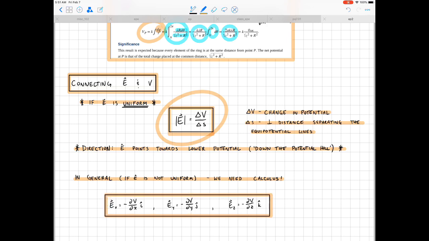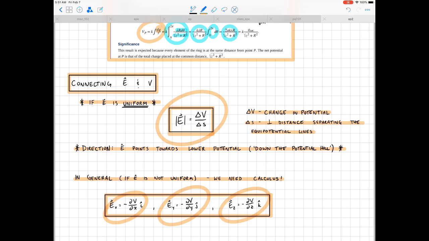So if you want to find the electric field from the potential, then what you really need to do is take the derivative of the potential with respect to x, and that's the x component of your electric field. So that's this term. And then you'll also have a y component and a z component.